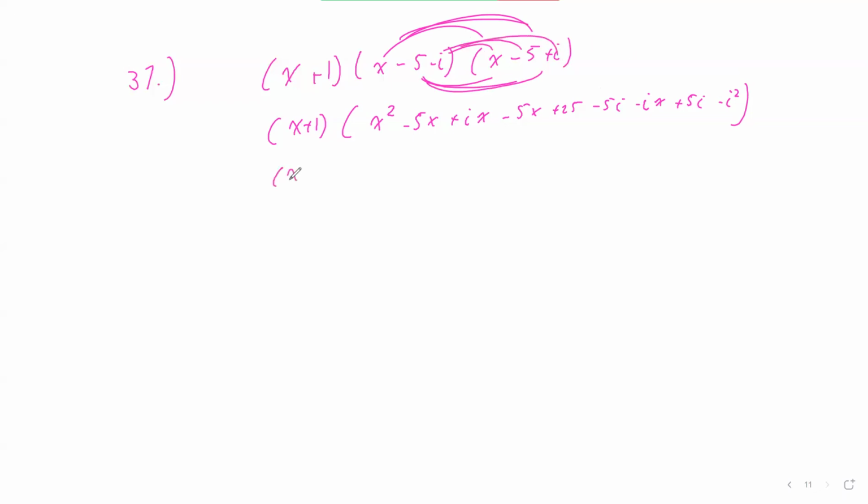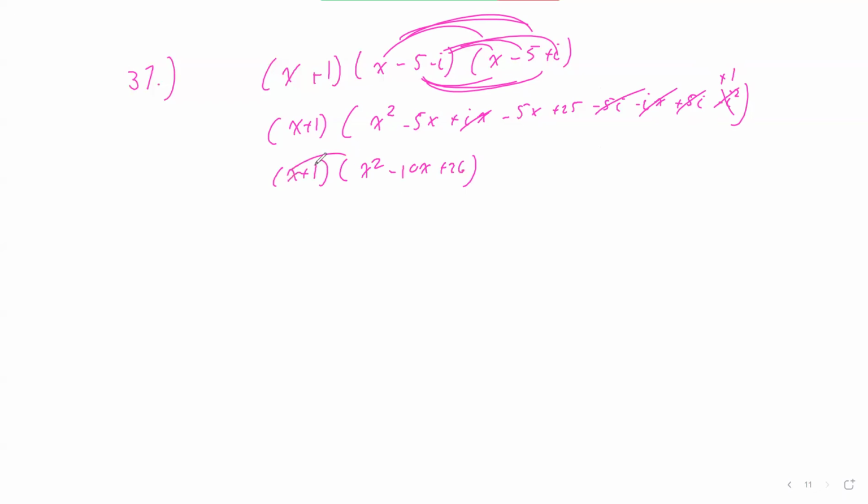And then from there, get my like terms. I get x squared. The ix's will cancel. The 5i's will cancel. And this right here will turn into a plus 1. So therefore, I get negative 10x plus 26.